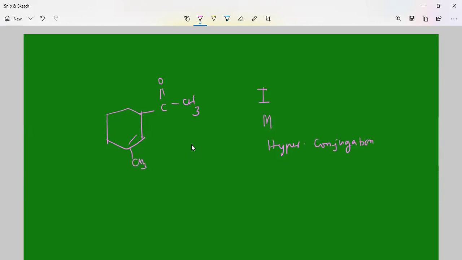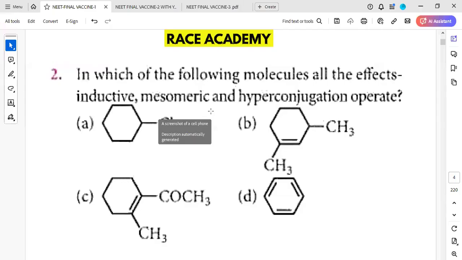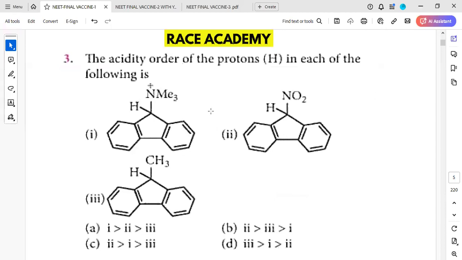Hyperconjugation is also possible. Okay, that is the correct option for this question. So the correct option for this question is the second option. Third question: the acidity order of the following protons in each of the following is. There are three Roman numerals given.